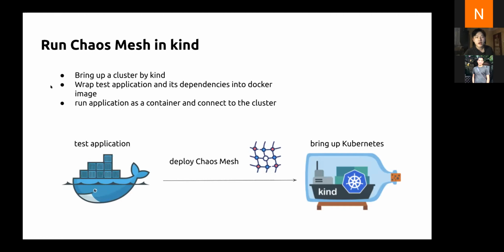So the whole structure is very clear. We use Kind to create a new Kubernetes cluster and run the test application in a container. The test application would connect to Kubernetes as a client and finish the remaining test cases.